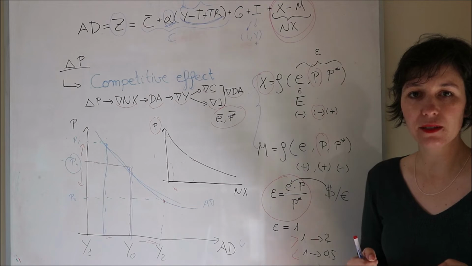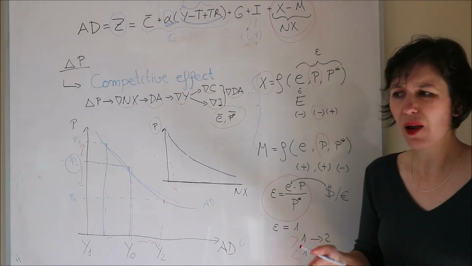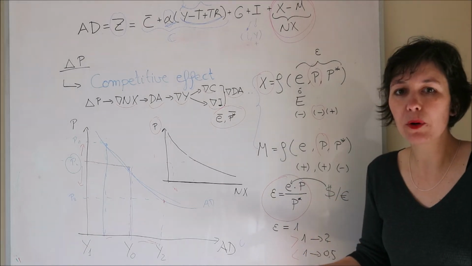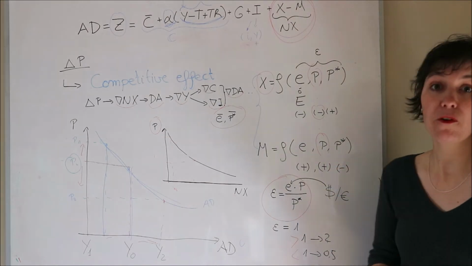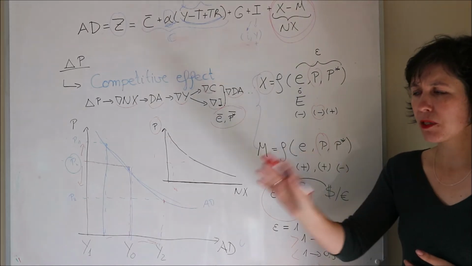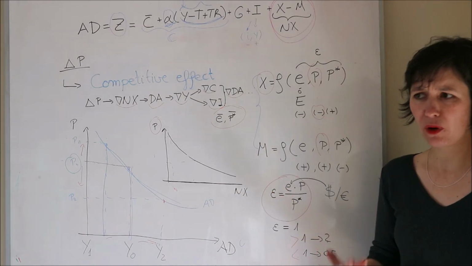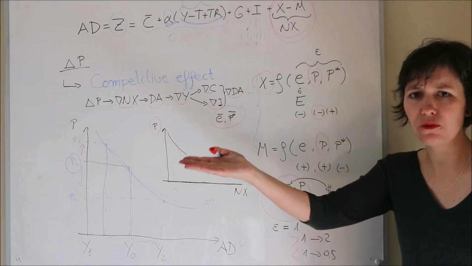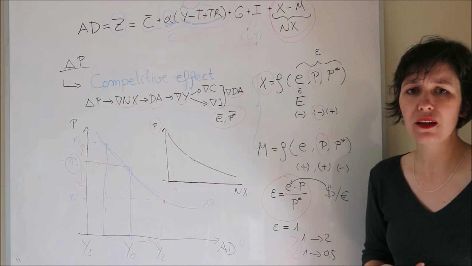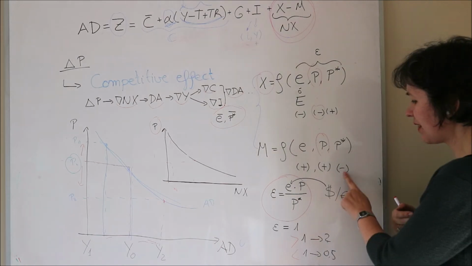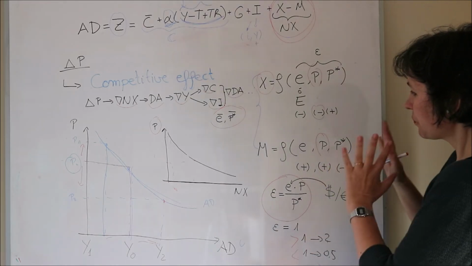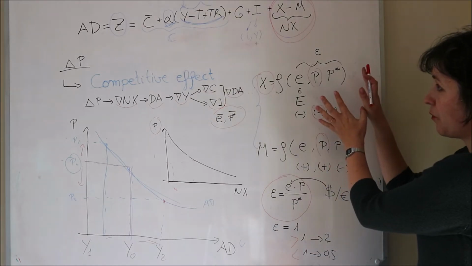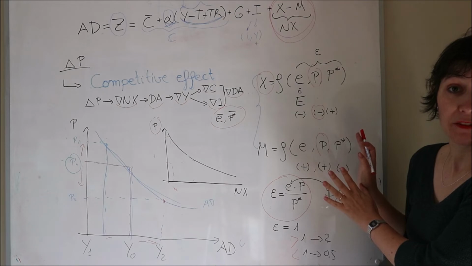What about my prices? If I'm suffering high prices, I'm going to buy abroad, so I'm going to import more. And vice versa with the foreign prices. If I observe that the prices abroad are really high, I'm going to buy less from those economies. So my imports are going to decrease. In that case, the relationship is going to be negative. Okay? So what is positive for exports is going to be negative for imports.